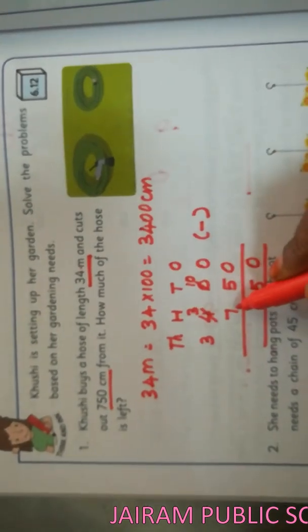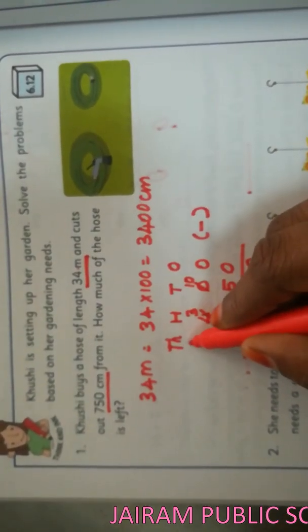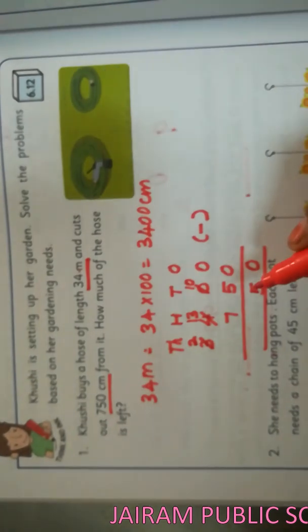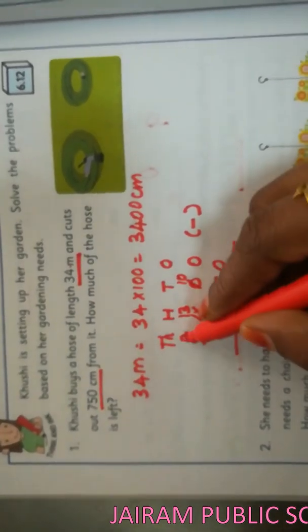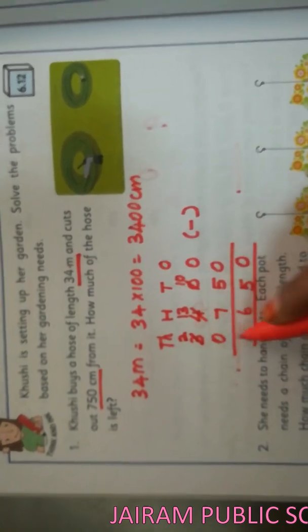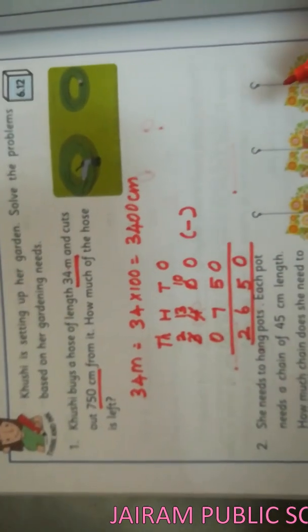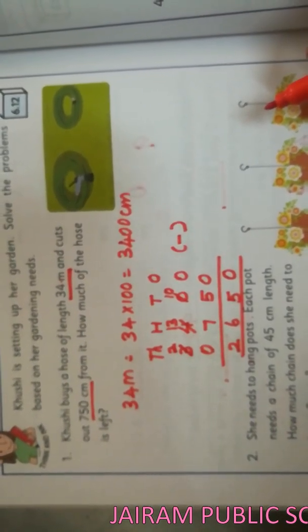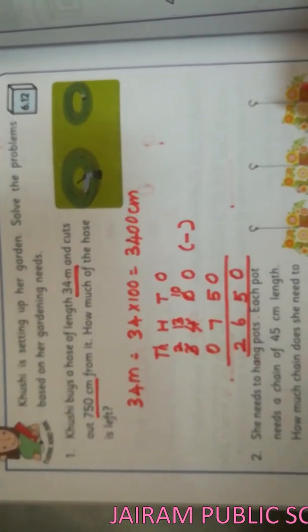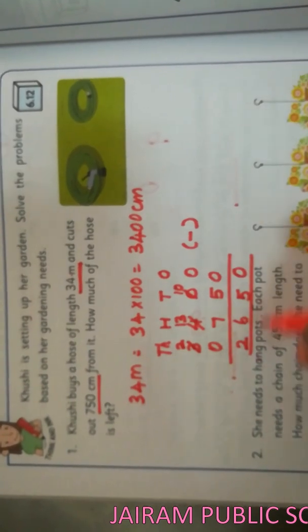3 minus 7 is not possible. So we will get a borrowing from the thousands value. 13 minus 7 will be 6. The 2 here is considered as 0 after borrowing. So 2 minus 0 will be 2. The answer is 2650. After cutting down 750 centimeter, she will be left with 2650 centimeter length of the hose. Like that we have to find the answer.